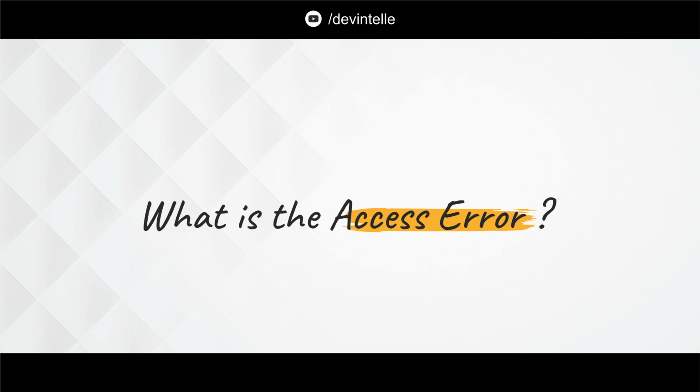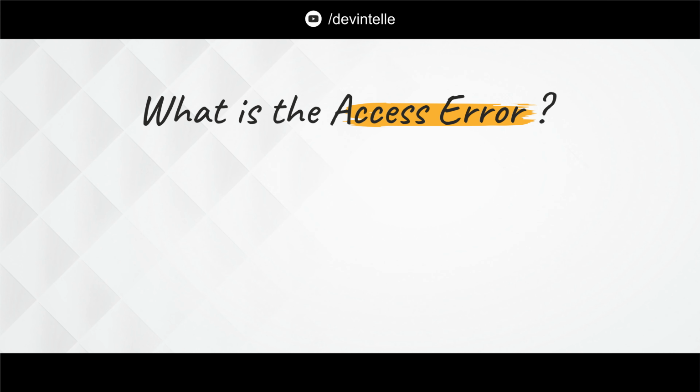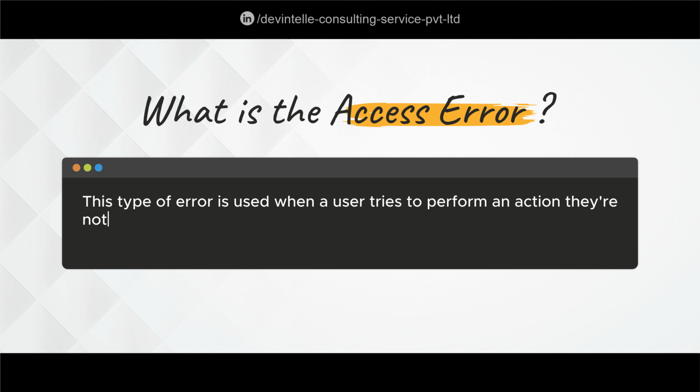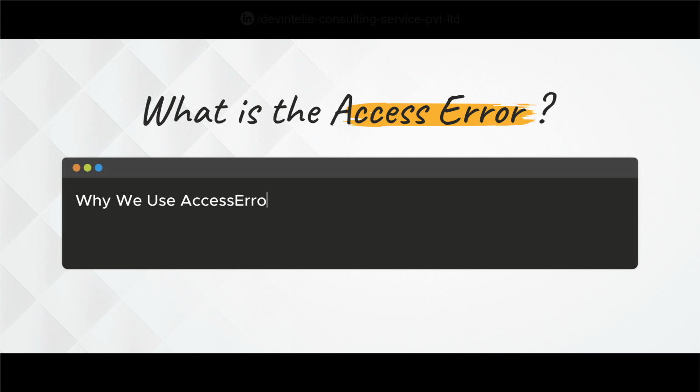So first of all, I will tell you what is the access error. This type of error is used when a user tries to perform an action they are not allowed to do. So why do we use the access error in Odoo?